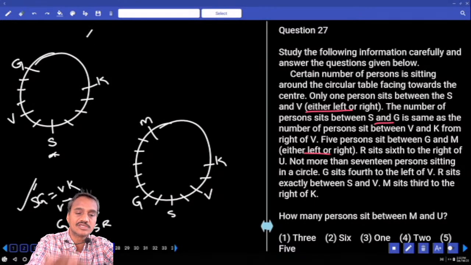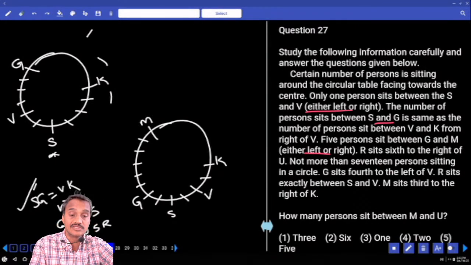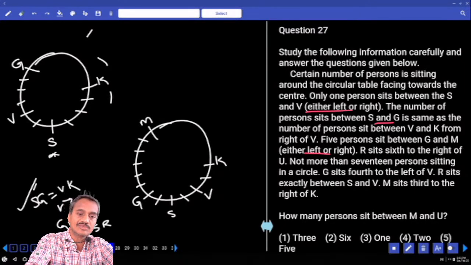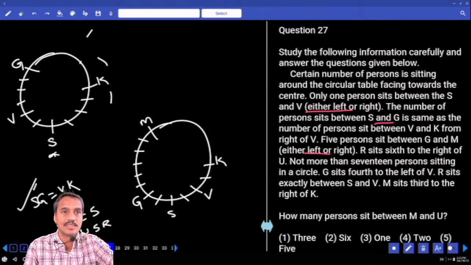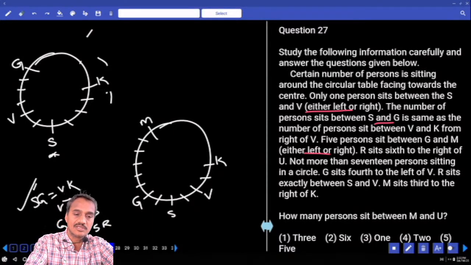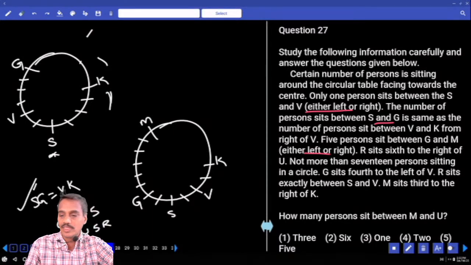Between G and M, whether M is to the right-hand side of K or the left-hand side of K, there are 2 possibilities, but here we have only 1 possible. And there are 5 people in between G and M.